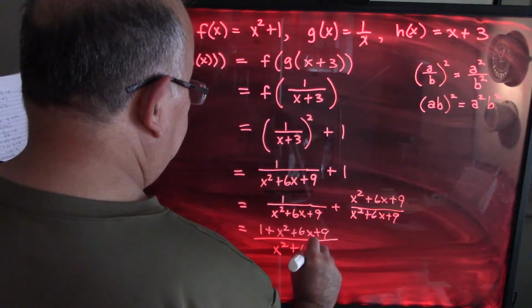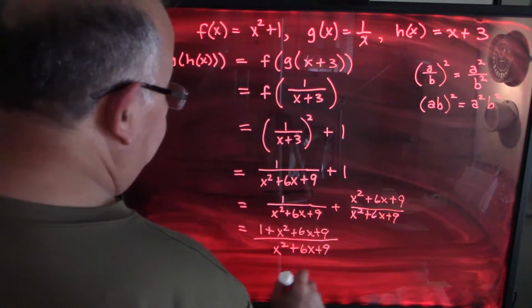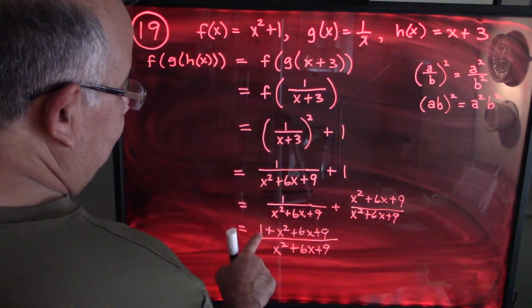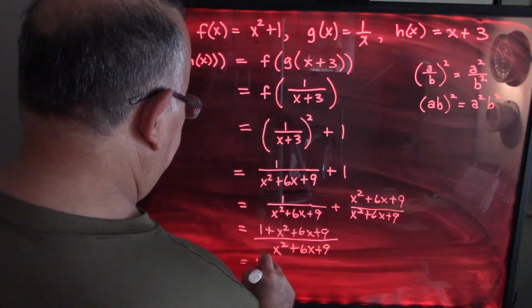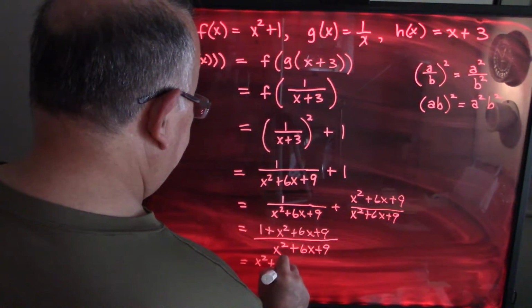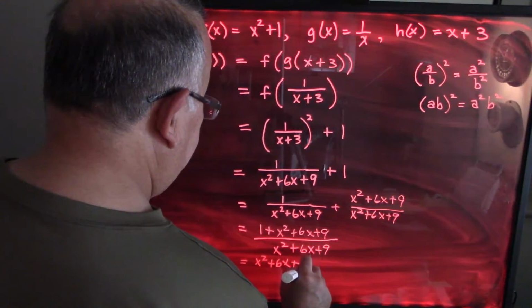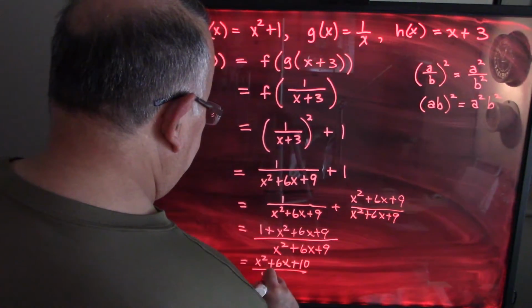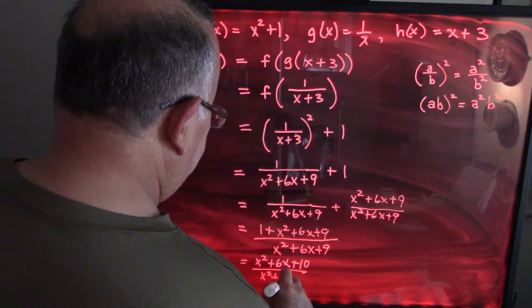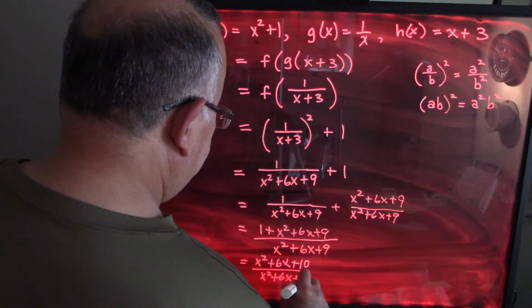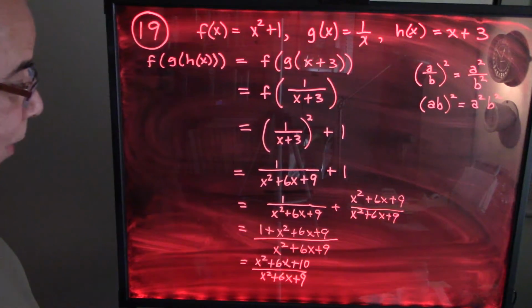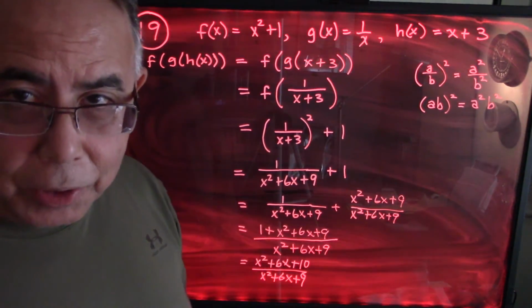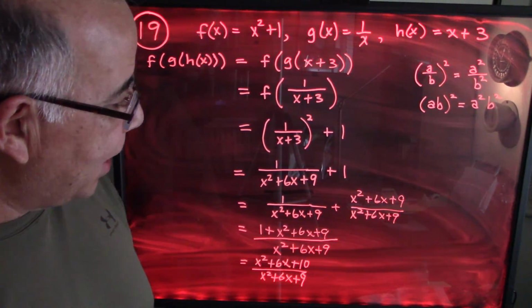x squared plus 6x plus 9. Now you just add like terms on top. 1 and the 9 is 10, right? So you've got x squared plus 6x plus 10 over x squared plus 6x plus 9. And voila! There you have it. That's it. Not too bad.